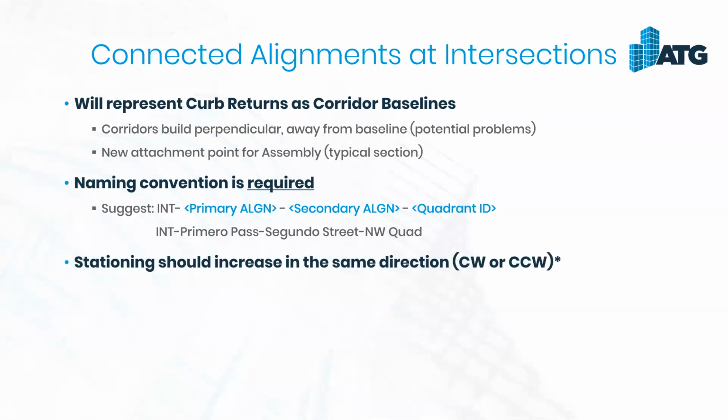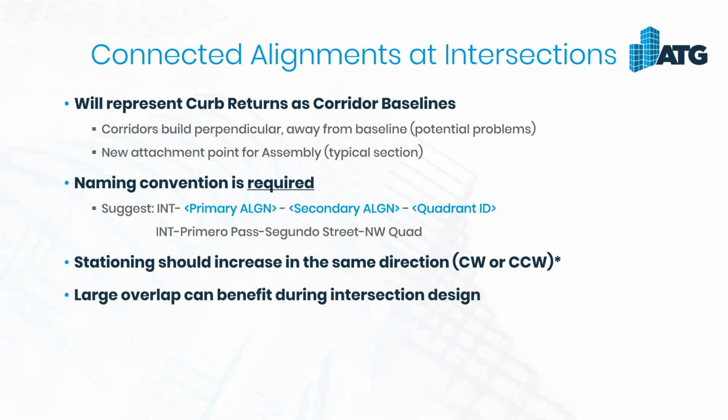Another thing, this probably won't make sense until you tune in for the next iteration of this series, but your stationing should increase in the same rotational direction. So counterclockwise or clockwise, doesn't really matter which, but when you do this, that unlocks an ability to cut down on the number of assemblies that you're using for your corridor modeling. So it allows us to keep our drawings much leaner from a data and an understanding perspective.